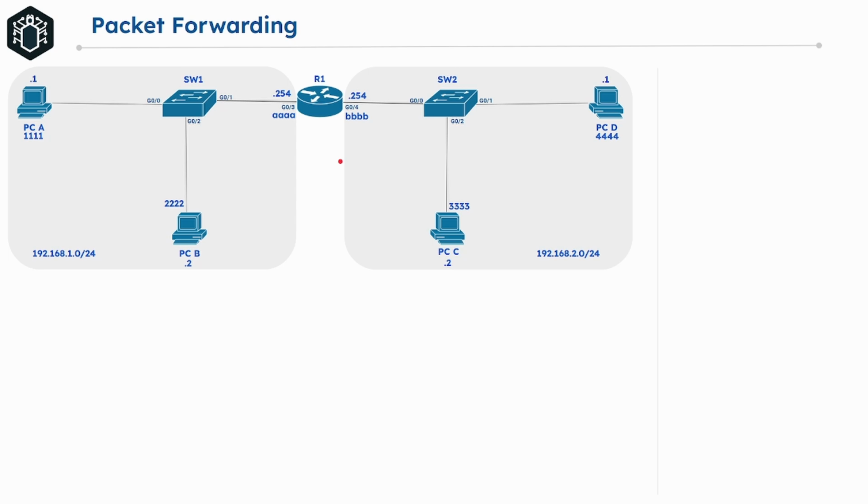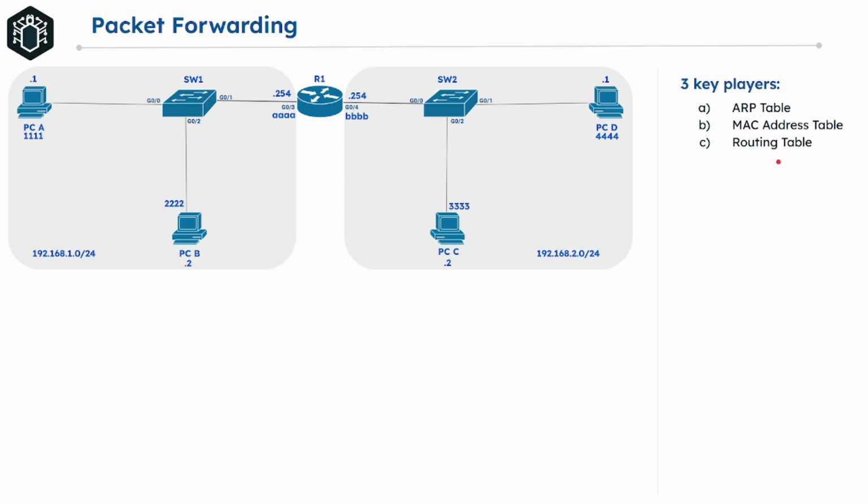Now, when data moves across this network, three important tables help in making decisions. First, the ARP table. This maps IP addresses to MAC addresses because devices need MAC addresses to communicate locally. Second, the MAC address table inside the switch. This tells the switch which MAC address is connected to which port. And third, the routing table inside the router. This helps the router decide which path to take based on the destination IP address.